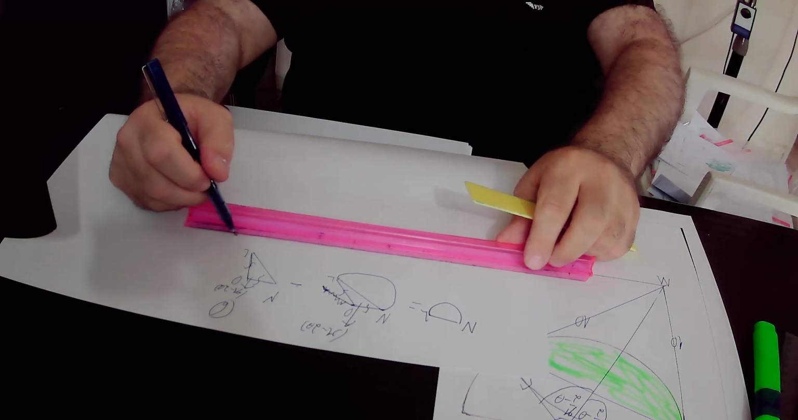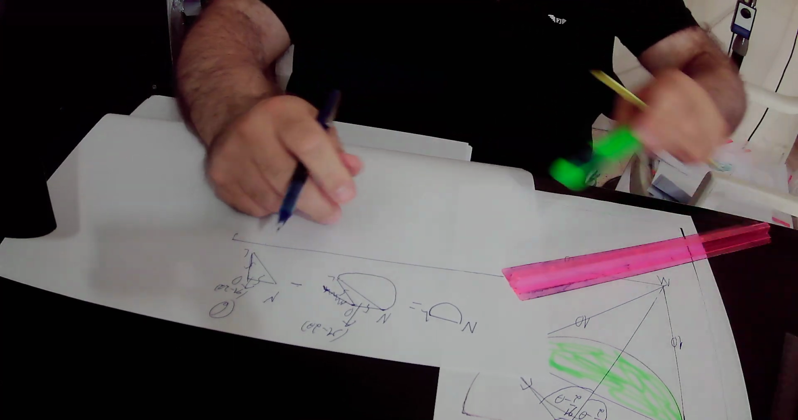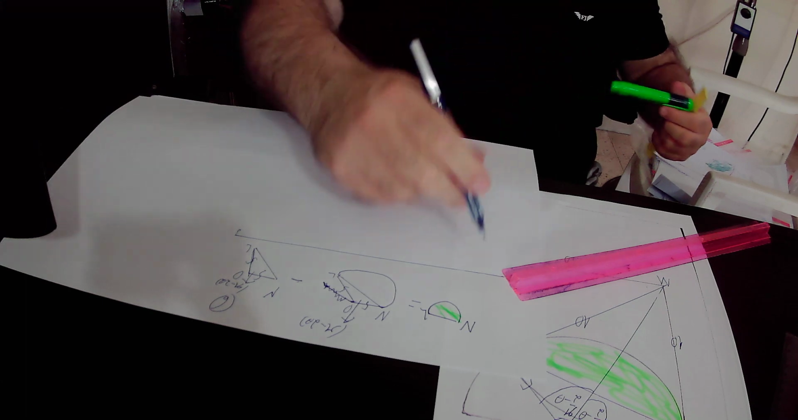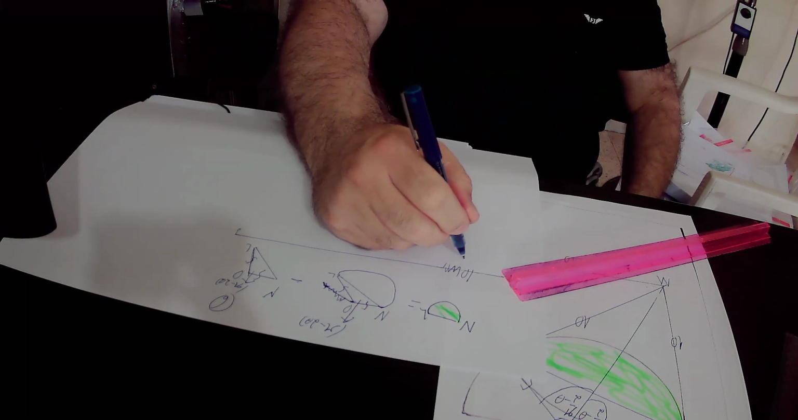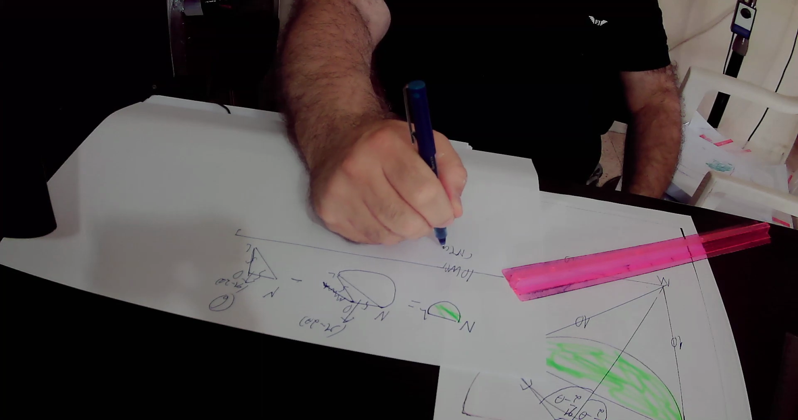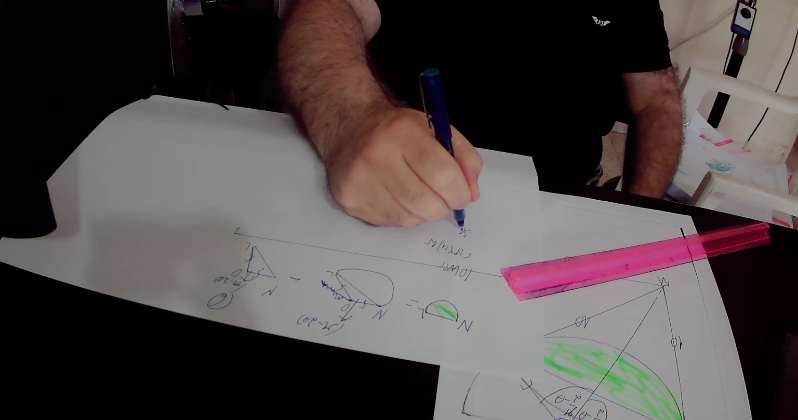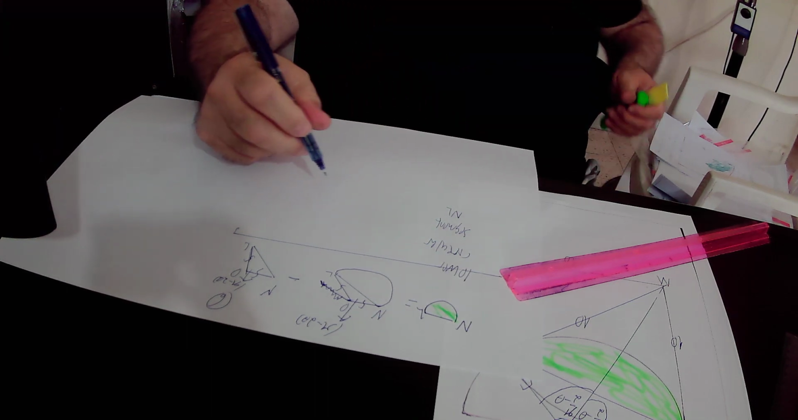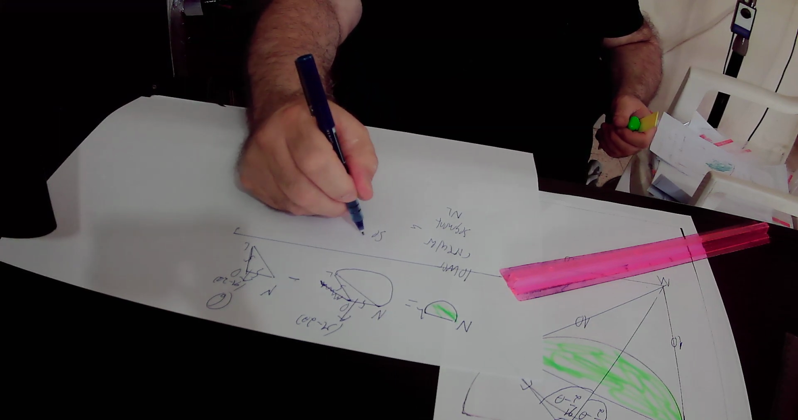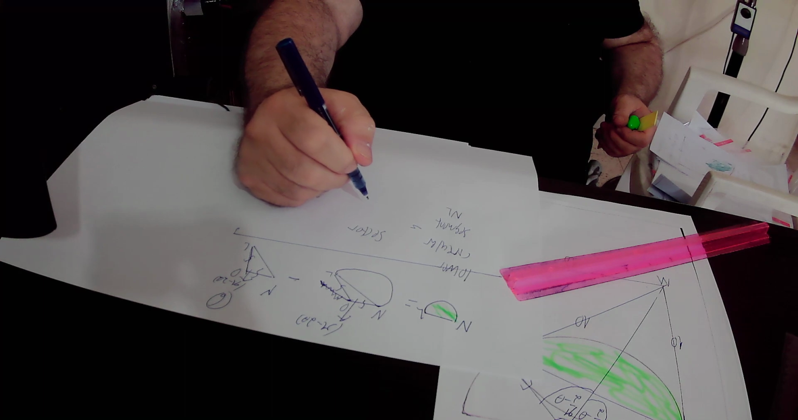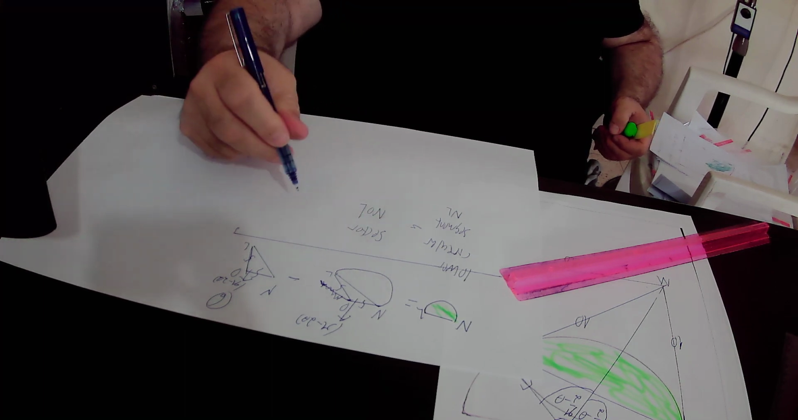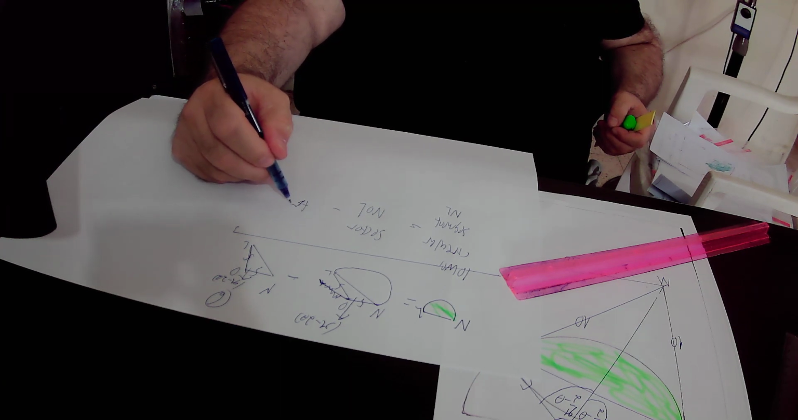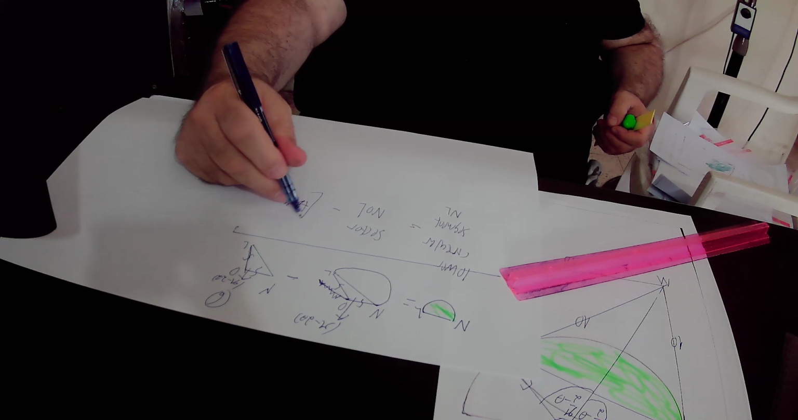I repeat again, the area of the lower circular segment NL of the big lens equals the area of sector NOL, this sector, minus the area of triangle NOL.